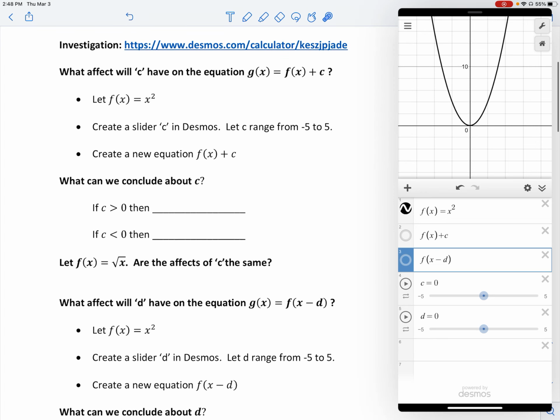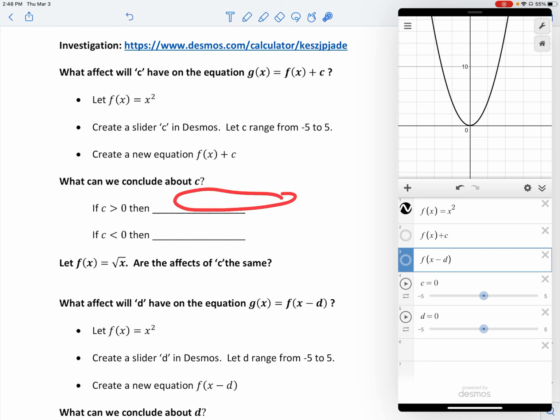In this investigation, we want to see what effect c will have on a function. What this means is if I take a function, let's say it's x squared, and then I add a constant to it that can range from -5 to 5, I want to know how that is going to affect the graph. What I would like you to write in here is, what do you think happens when c is greater than 0? What do you think the graph will do? And what do you think when c is less than 0?